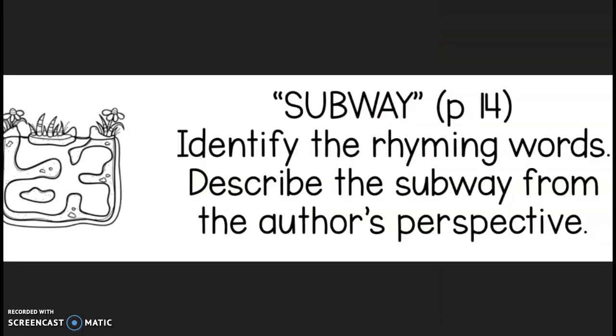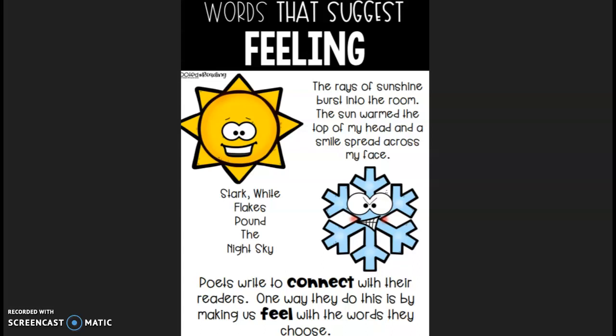Okay, so we talked about those three poems. And what you're going to do in just a second, you are going to pick one of those poems to write about how the poem made you feel. So, words that suggest feeling, authors might write a poem and use certain words to make you feel a certain way. So, on this picture, we have a sun, and to describe the sun, the author might say, "The rays of sunshine burst into the room. The sun warmed the top of my head, and a smile spread across my face."